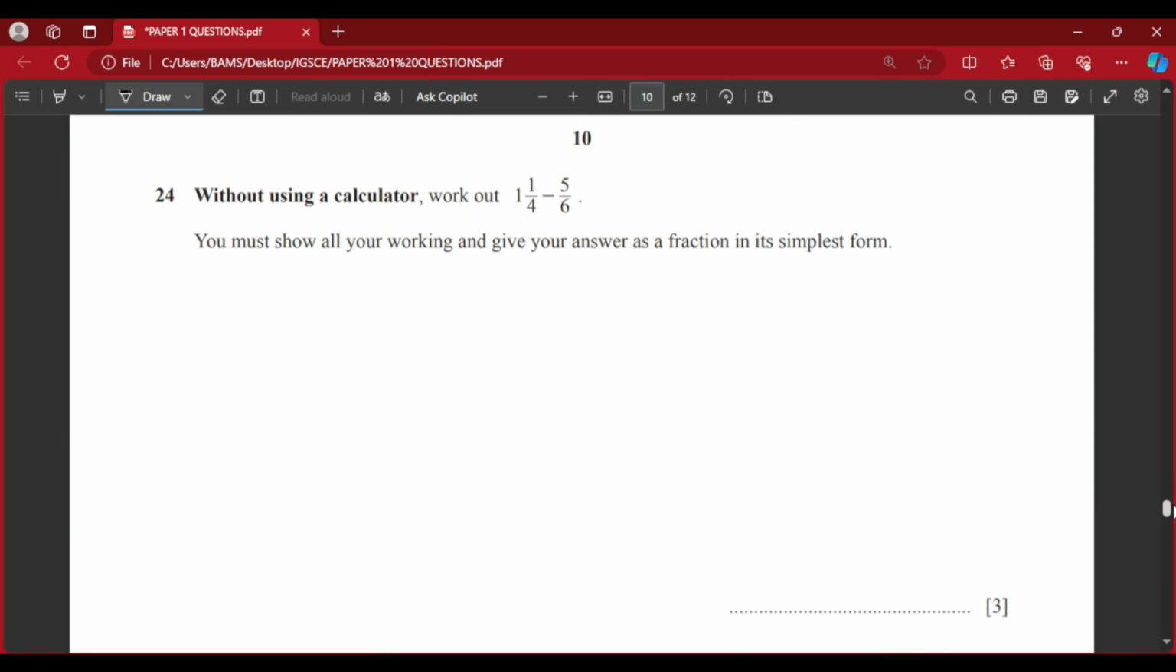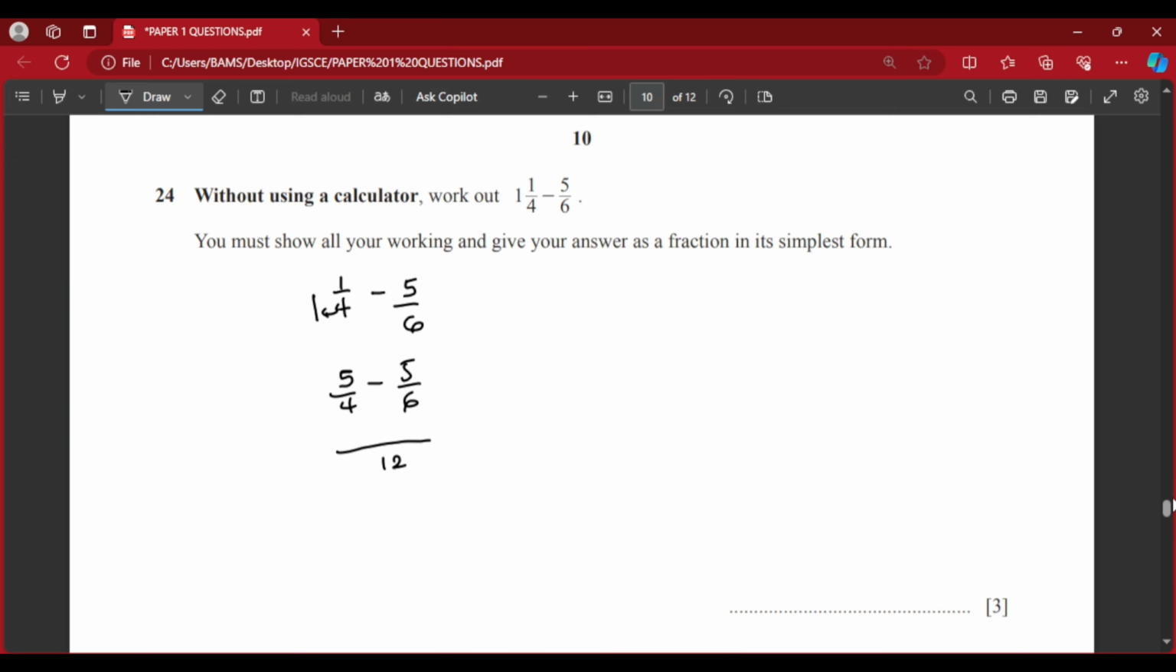Question 24. Without using a calculator, work out this. You must show your workings and give your answer as a fraction in its simplest form. So 1 1/4 minus 5/6. So let's show our working step by step. 4 times 1 is 4 plus 1, that is 5. So 5 over 4 minus 5 over 6. What is the LCM of 4 and 6? That is 12.